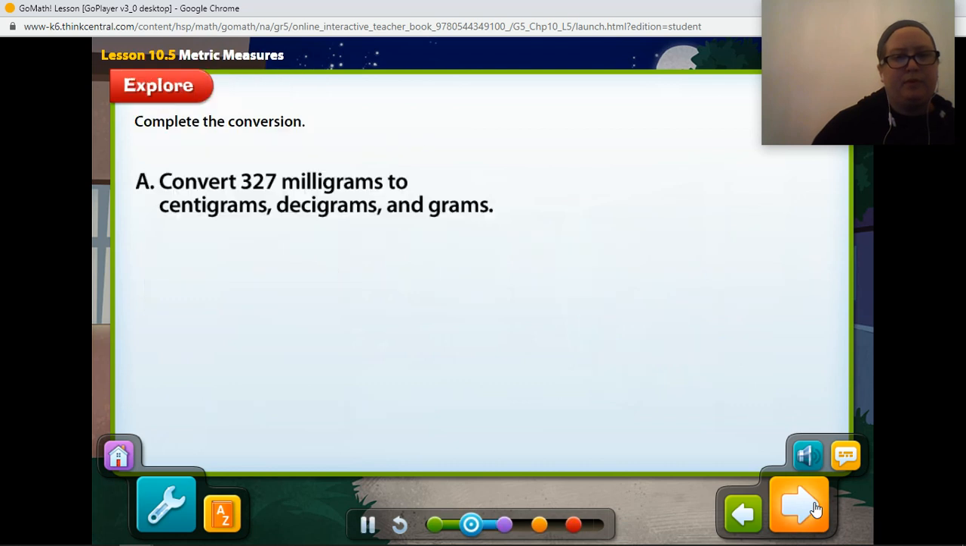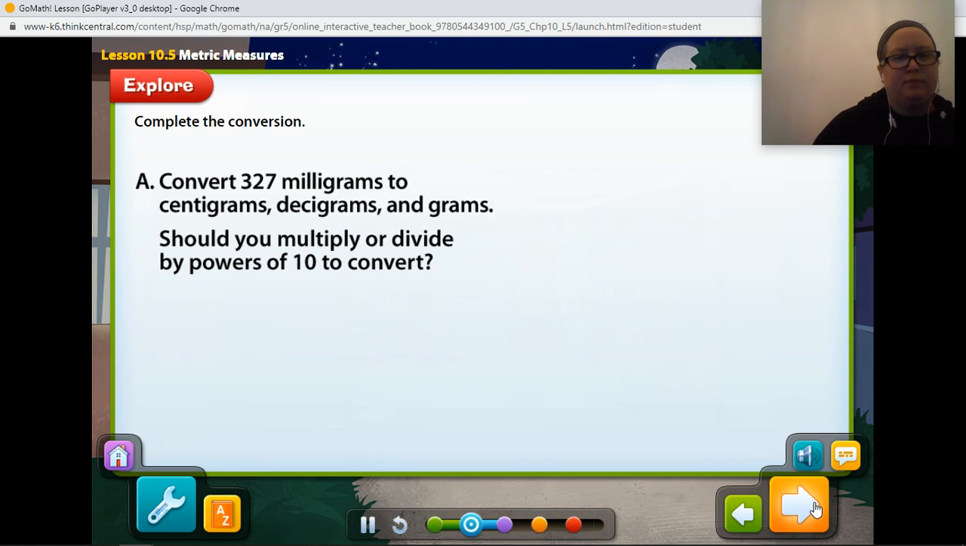Complete the conversion. First, let's convert 327 milligrams to centigrams, decigrams, and grams. Should you multiply or divide by powers of 10 to convert 327 milligrams to centigrams, decigrams, and grams? You should divide by powers of 10, since milligrams are smaller than each unit. When you divide units, remember that for each power of 10, you need to move the decimal point to the left the same number of places.